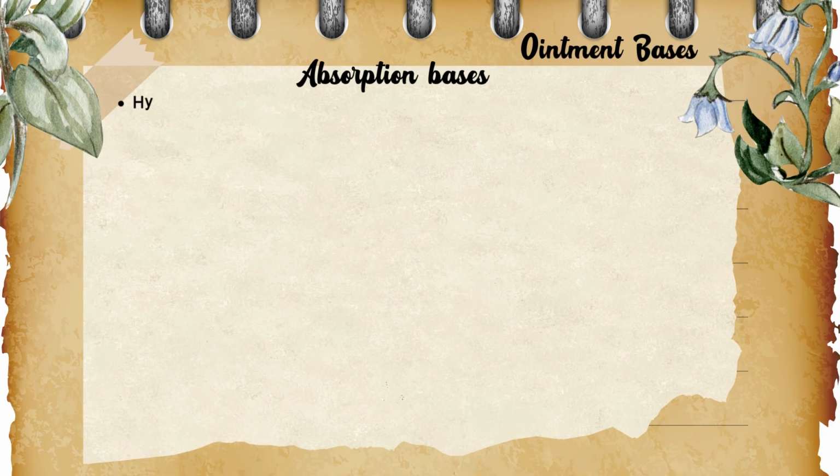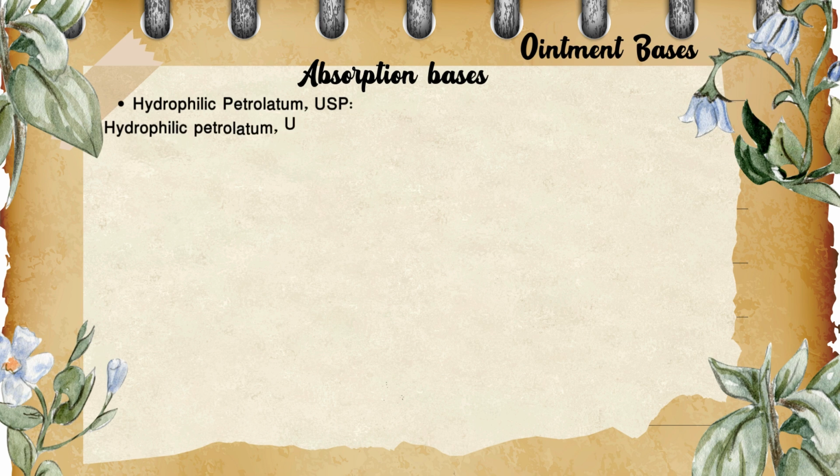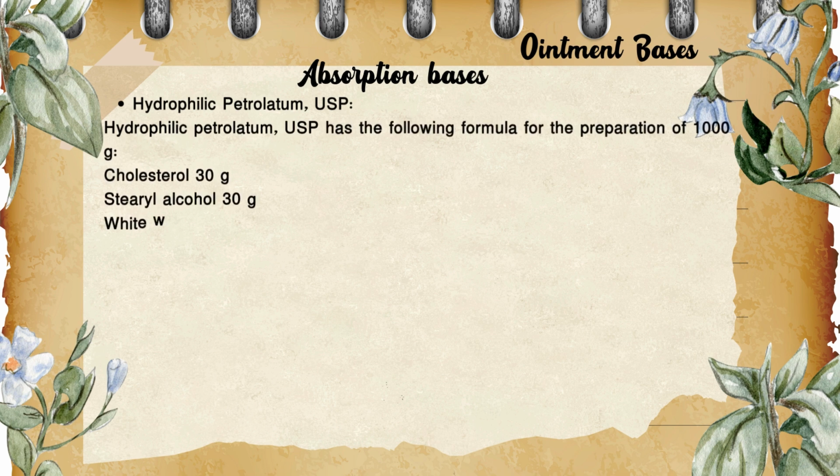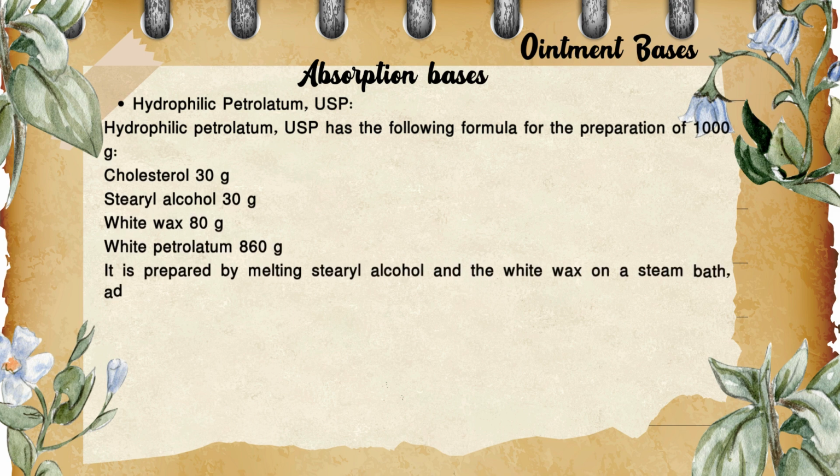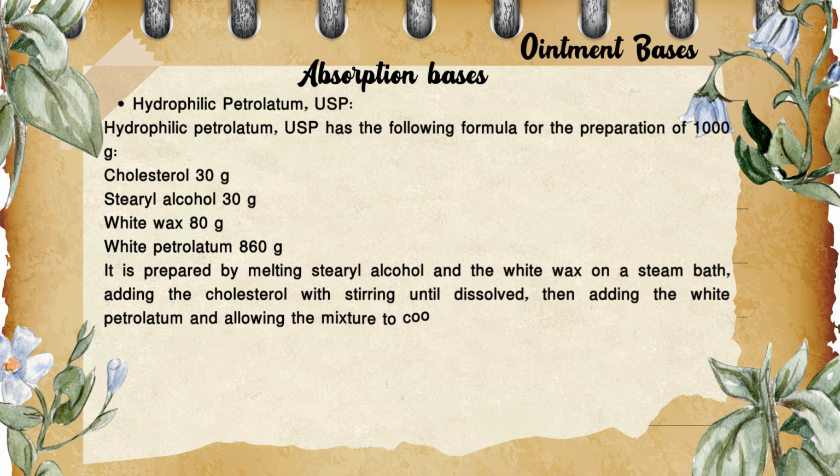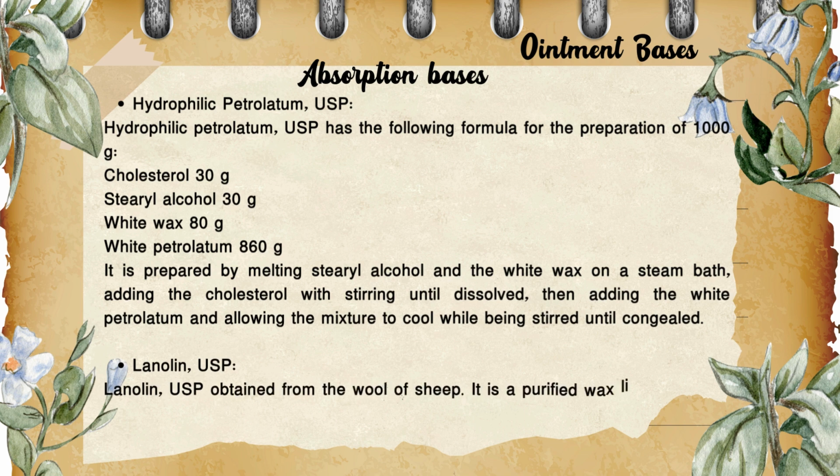bases. Usually, hydrophilic petrolatum consists of 30 grams of cholesterol, stearyl alcohol 30 grams, white wax 80 grams, and 860 grams of white petrolatum. It is prepared by melting the stearyl alcohol and the white wax on a steam bath, adding the cholesterol while stirring until dissolved, and adding the white petrolatum, allowing the mixture to cool.